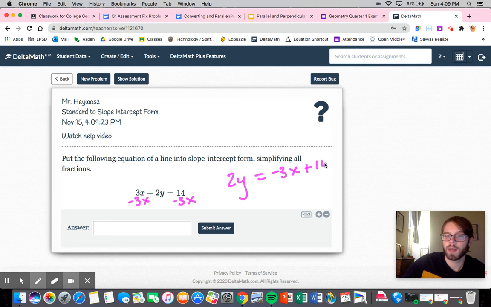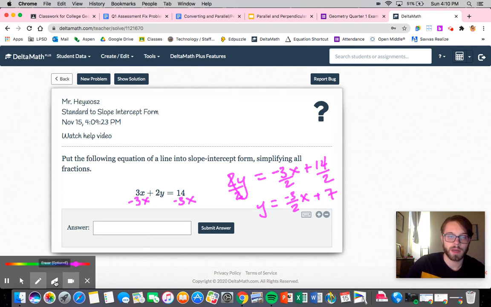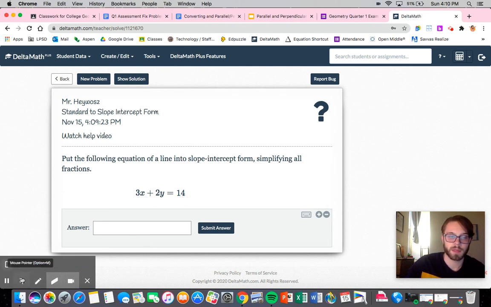plus 14. Now we need to divide everything by 2. Okay, divide everything by 2. I can't do anything with negative 3 over 2, so I'm going to leave it as is. So y is going to be equal to negative 3 over 2x, and then 14 divided by 2 is 7. All right, so that's all. Let's do another one just to make sure we're all set.